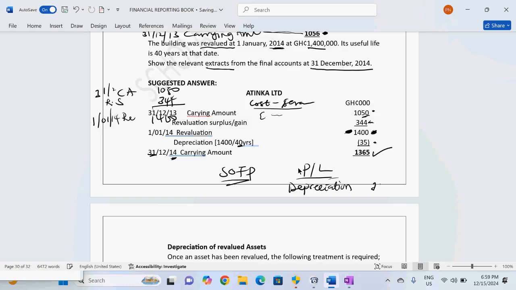Depreciation of 35, right? Depreciation 35, and then carrying amount of the asset. So the building is the asset. The building will be 1,365. That will be the statement extract from the statement of financial position and then the P&L. So that is it. Any question?